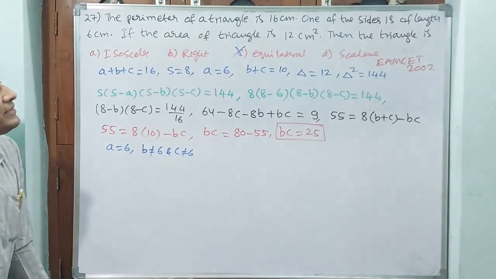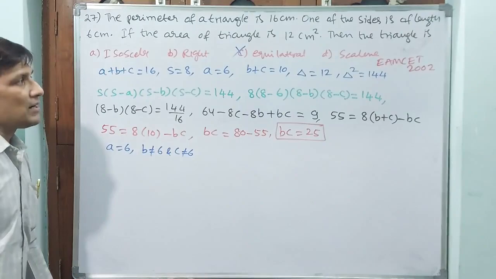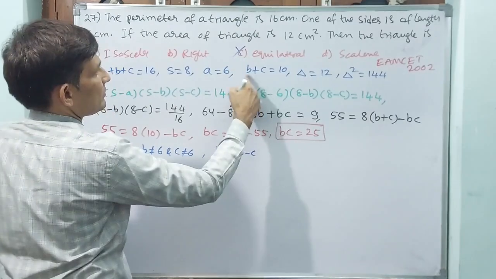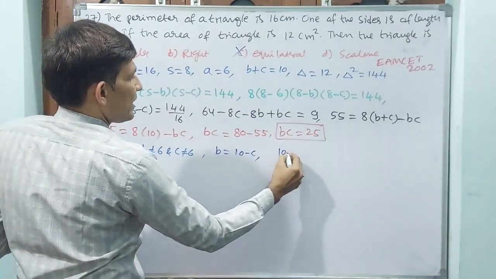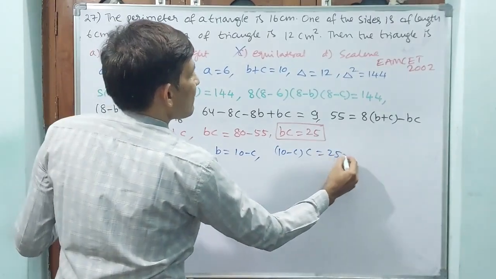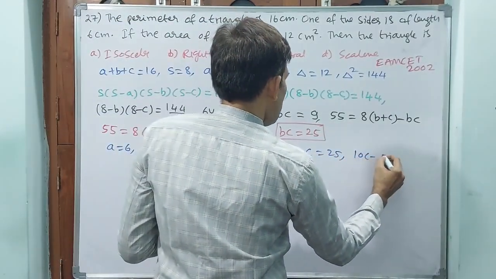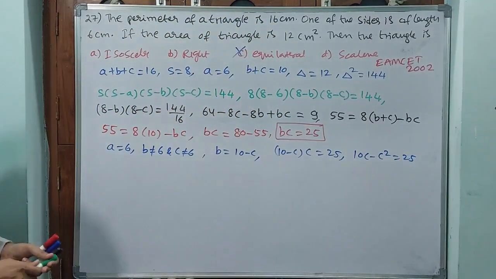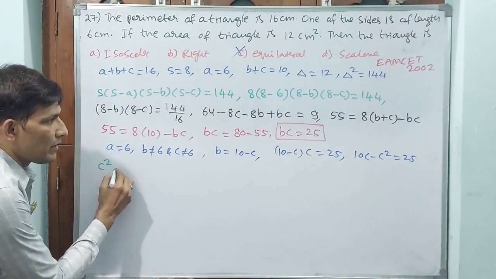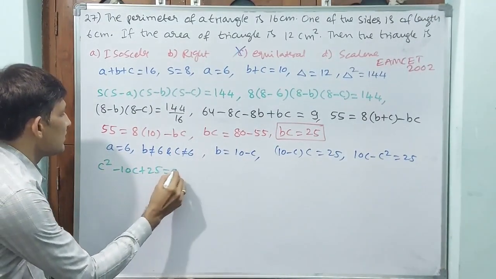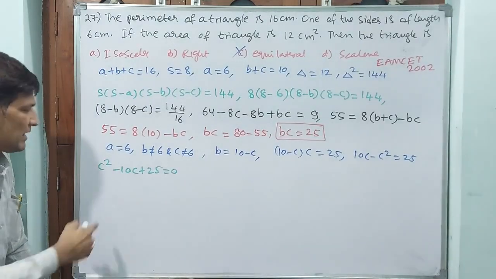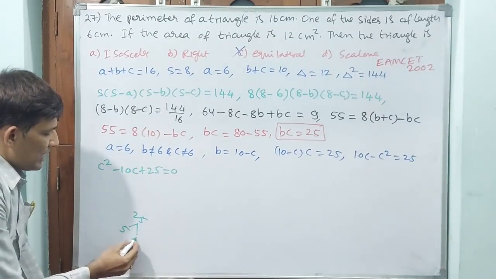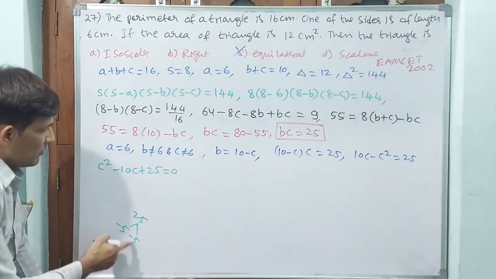Now, to find that, shall I take b is equal to 10 minus c? b is equal to 10 minus c. Then write down: 10 minus c into c is equal to 25. Hence 10c minus c square is equal to 25. You send that side. That means c square minus 10c plus 25 equal to 0. This is a quadratic equation. Now we can find c value. Why? Because the multiplication should be 25, and if you add, 10 should come: minus 5, minus 5, product 25, sum minus 10.